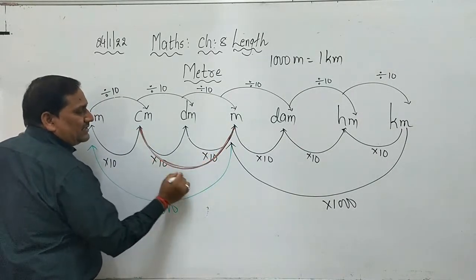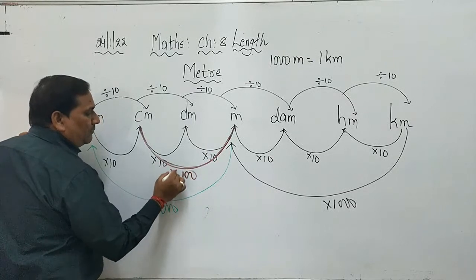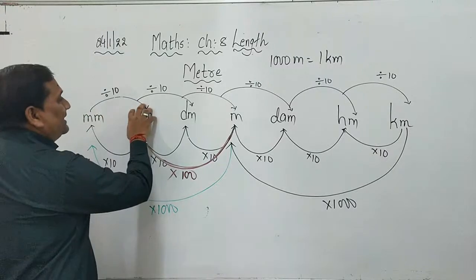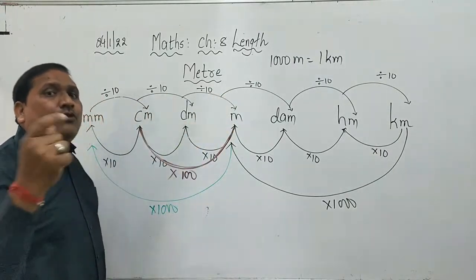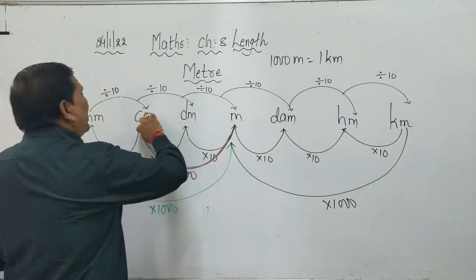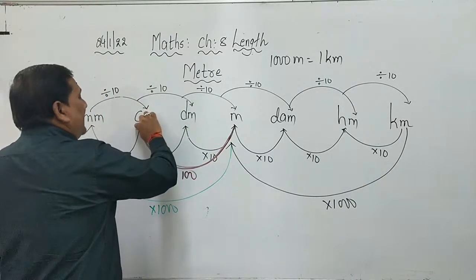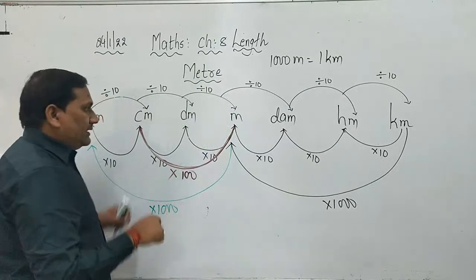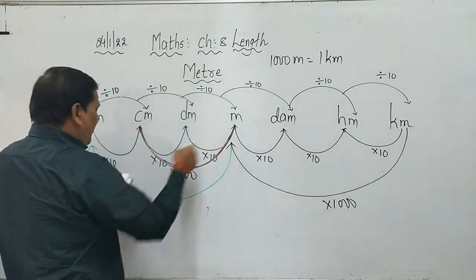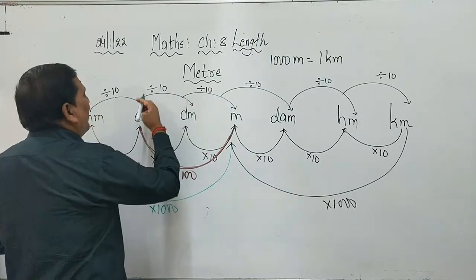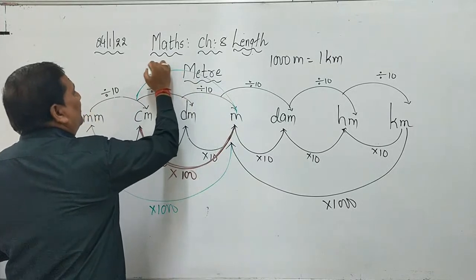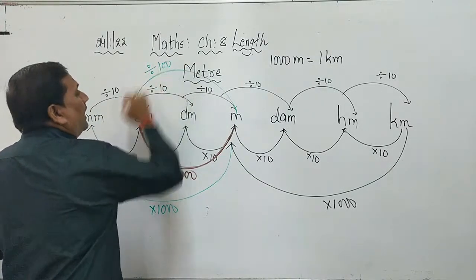So 10 10s are how much? 100. Multiply by what? 100. And we all know that 100 centimeter makes 1 meter. In the same way, when we are converting from centimeter to meter, what do we have to divide by? Divide by 100. Centimeter to meter, so that means divide by 100.